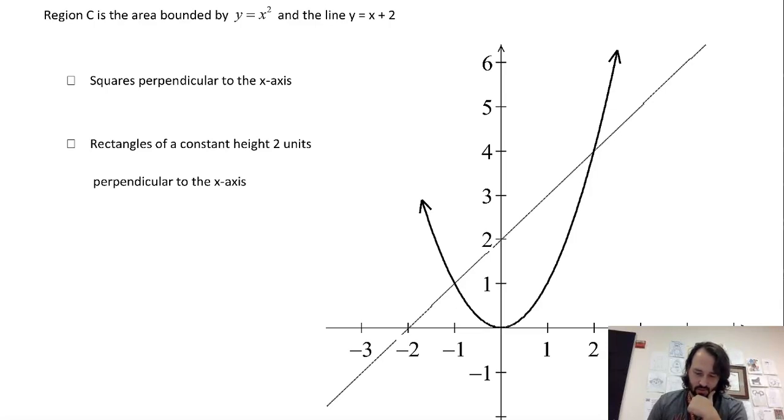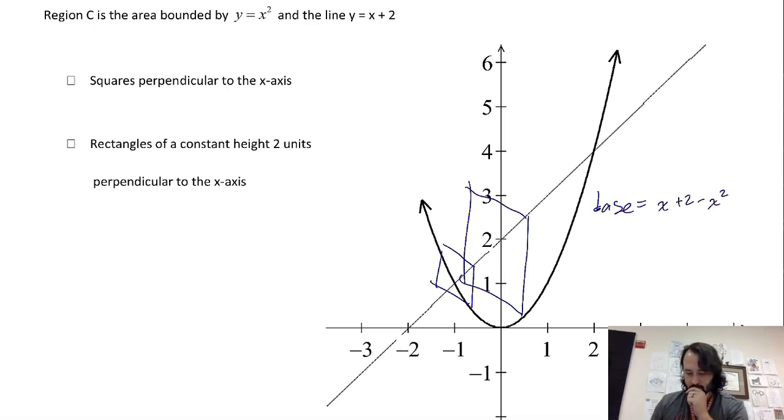Square is perpendicular to the x-axis. Well, at least we're going to the x-axis in both of them. But my square is going to be coming out of the page like that. So for sure, my base length is the top function minus the bottom function, so x plus 2 minus x squared. I guess this isn't that horrible.